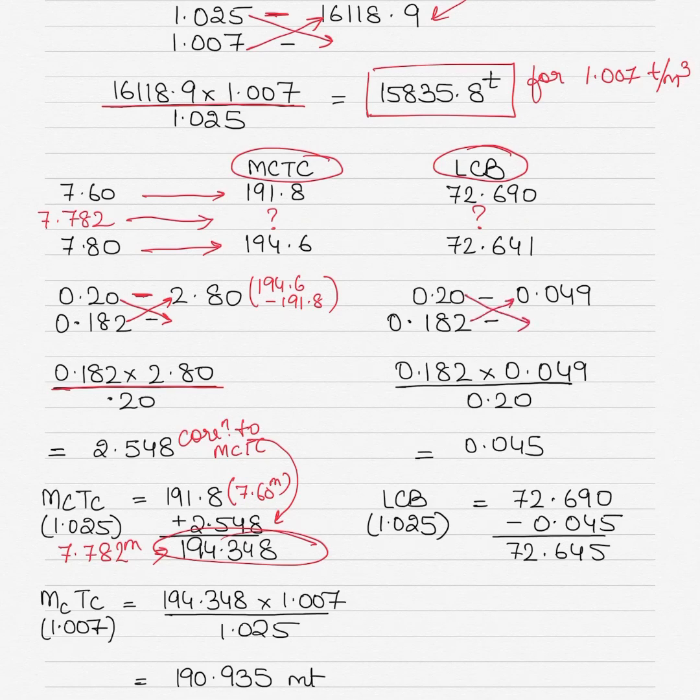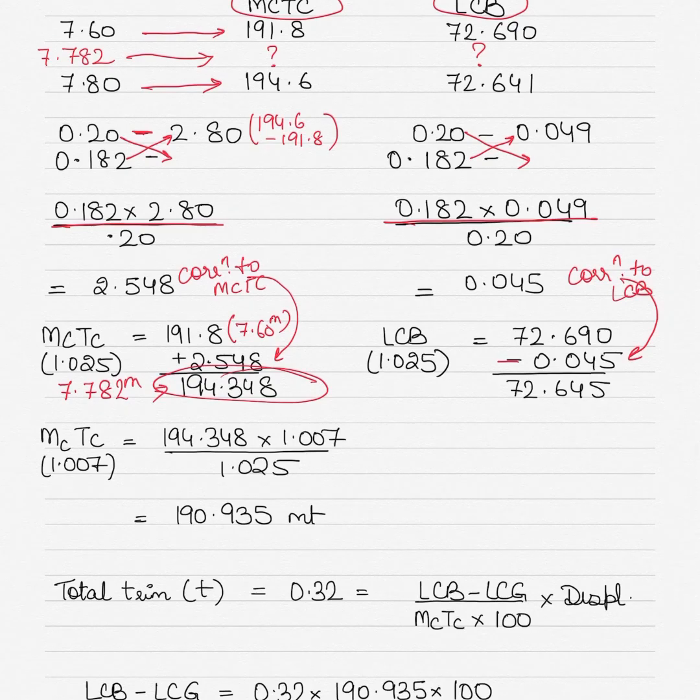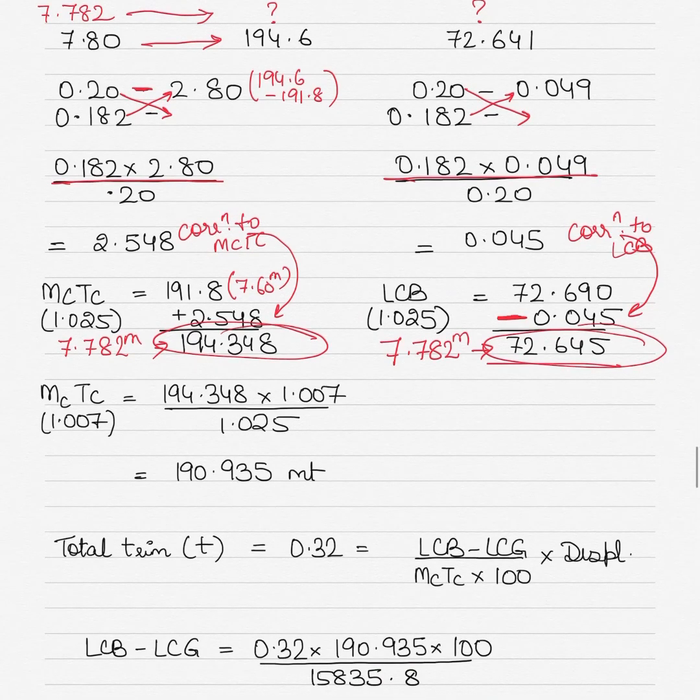Similarly, you will find out the value for the LCB by doing a cross multiplication or an interpolation. The correction value will be 0.045. This time you will subtract it, because you can see as the draft is increasing, the LCB value is decreasing. So you will subtract it, not add it, and you get the LCB value for a draft of 7.782 meters. Alright, these are the values you have to highlight.